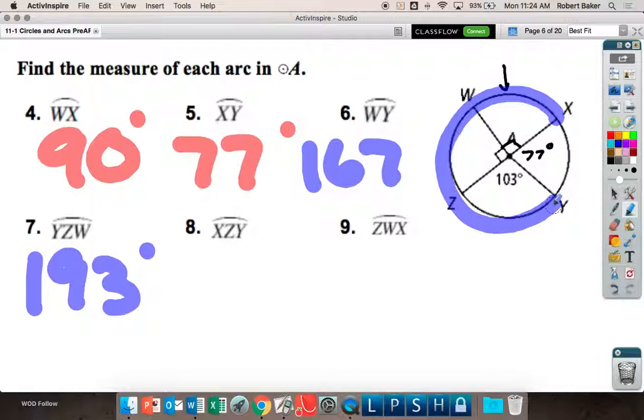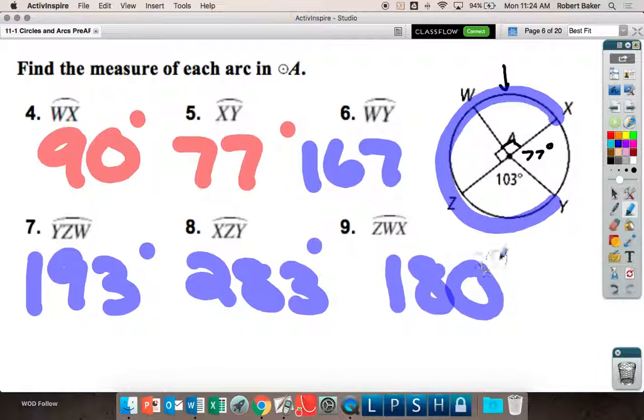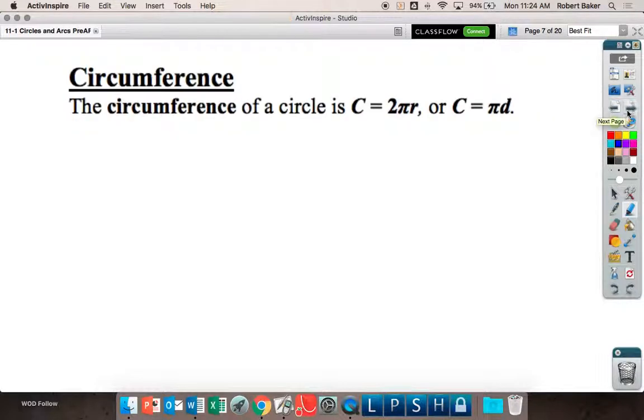X, ZY is 360 minus 77. And then ZWX. It's not difficult, you gotta slow down just a little bit. Okay, so those are all of our angle measurements. Arc measurements, sorry.